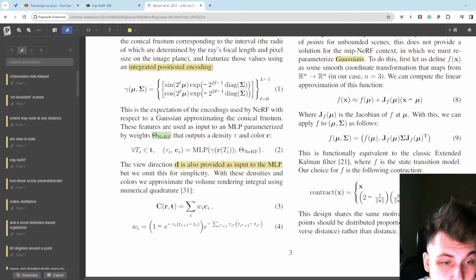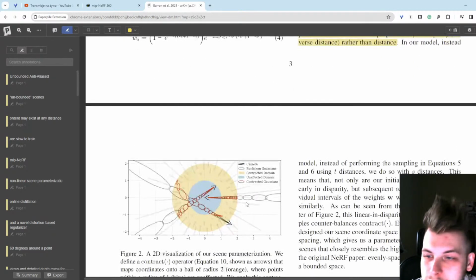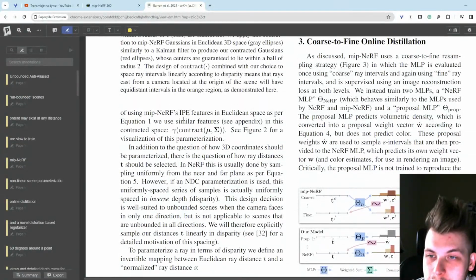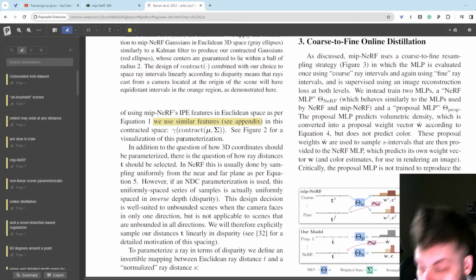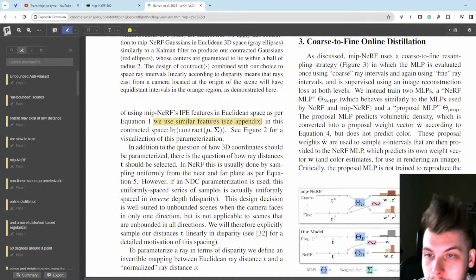This design shares the same motivation as SDC. Distant points should be distributed proportionally to the disparity, the inverse distance, rather than distance, right? So instead of just increasing this by the distance, we subtract this inverse distance here. In our model, instead of using Mip-NeRF's IPE features in Euclidean space as per equation 1, we use similar features, see appendix. Okay, we will. I assume it's nearly the same thing. We use this in this contracted space where we first contract this Gaussian and then we encode. See figure 2 for a visualization of this parametrization.